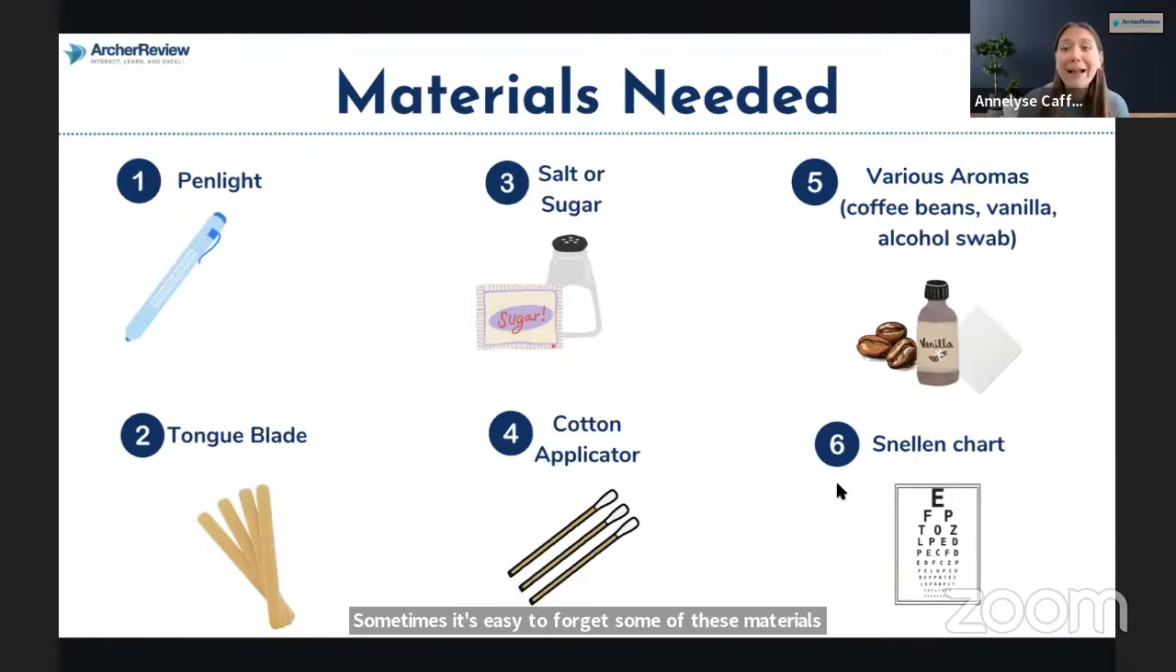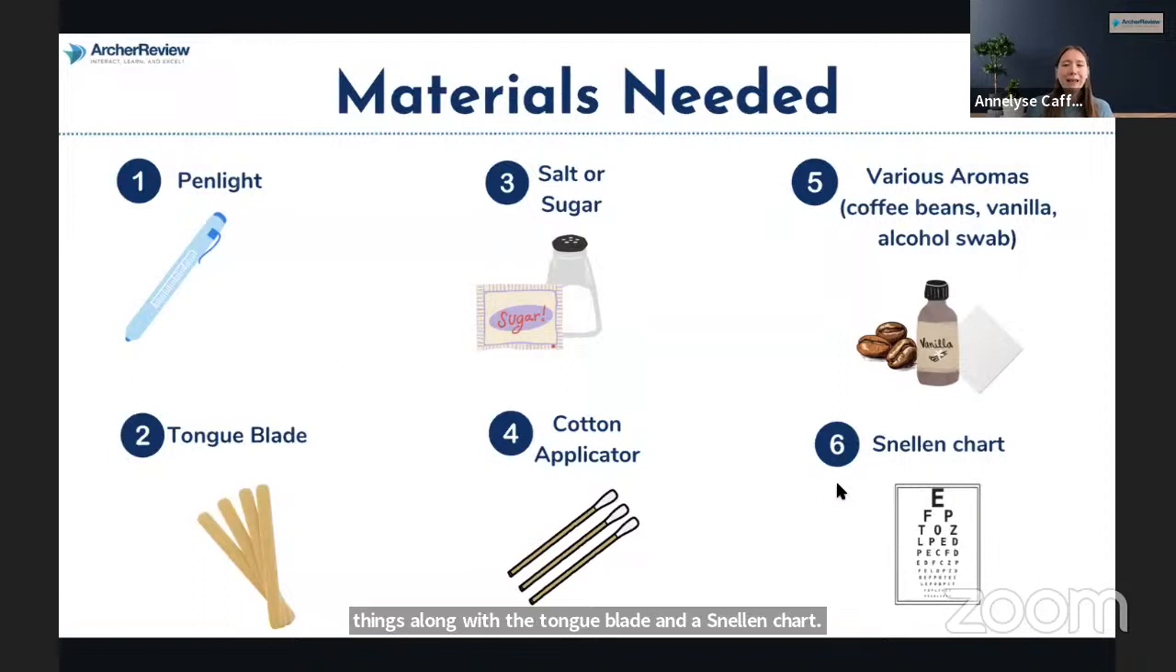Salt or a sugar packet, that is not something you're going to use very frequently. Honestly, it's not going to be something you use very frequently, even when you're assessing cranial nerves, but you still want to make sure that if you have a worry about a cranial nerve, that you have brought all this material in. Pen lights are going to be one of the most important things, along with a tongue blade and a Snellen chart. Various aromas.